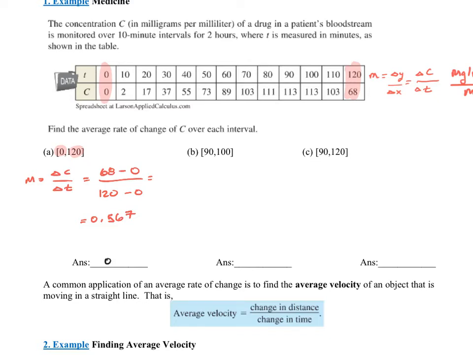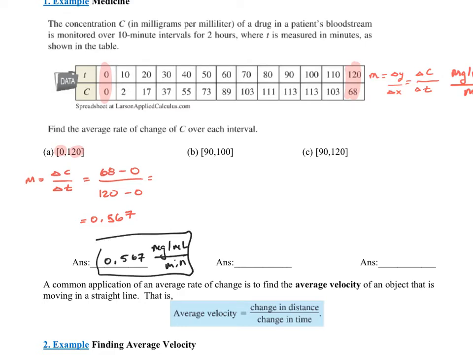This is ridiculous, but this is what it is. 0.567, that's positive, so that represents an increase. And that's milligrams per milliliter per minute. So from 0 minutes to 120 minutes, the concentration in the bloodstream increased by an average of 0.56 milligrams per milliliter. So every single minute, that concentration increased by that amount.